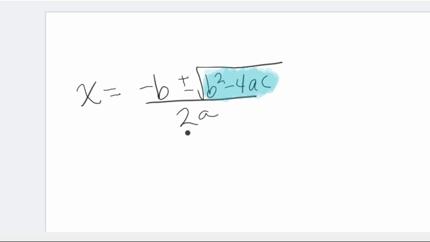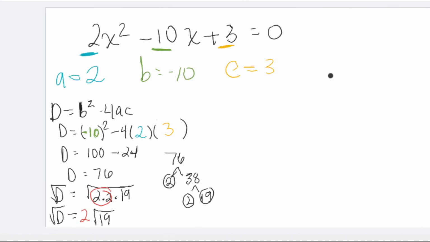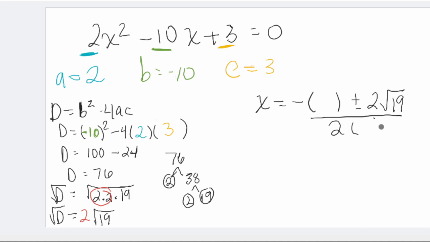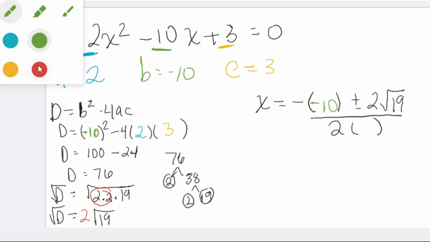So I'm going to take this quadratic formula where all this other stuff is and write it in there. So I have x equals negative b, okay, we'll figure that out in a second, plus or minus the 2 root 19 I just did all that work for, all over 2 times a. And again, my b was negative 10. And my a, which is blue, is a positive 2.